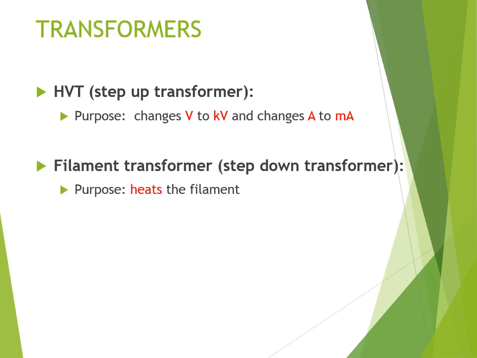The second transformer that we use in our X-ray circuit is the filament transformer. That's a step-down transformer, and its purpose is to heat the filament. Since we increase current, that's going to increase heat. The third transformer that we use is the auto transformer, the variable transformer. We're going to use it as a step-down transformer in our circuit, but it selects voltage.